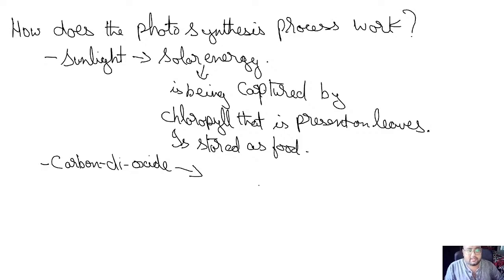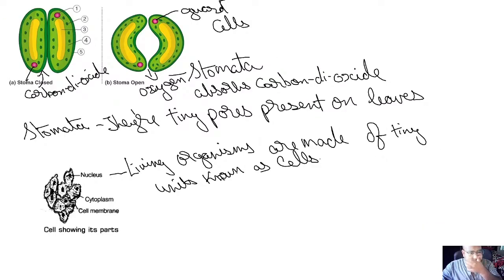So that's why I went into detail explaining photosynthesis. Do you all remember, students? I don't think you all remember. Okay, I'll tell you. How is carbon dioxide taken inside? It is taken in through stomata. I told you all the tiny pores present on leaves are known as stomata. Previously I explained this to you, how carbon dioxide is taken inside. It absorbs carbon dioxide and it releases oxygen.